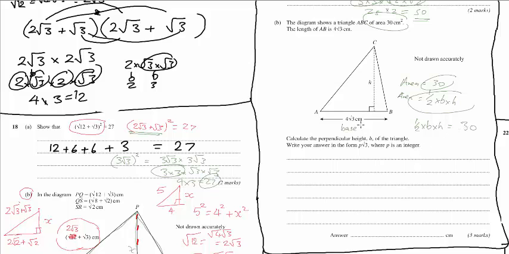And on top of that, you know that the base is 4 root 3, so you can stick that in here. So then you get half times 4 root 3 times height equals 30. Well now look, that scales. So let me first simplify this. Half times 4 root 3 is 2 root 3. And then you've got times h equals 30. Simple now. So that's the scales equation.